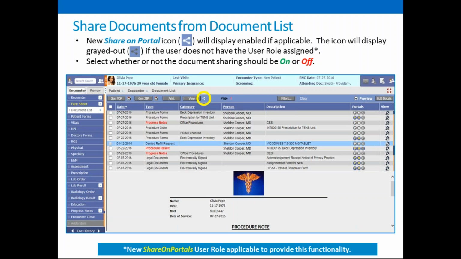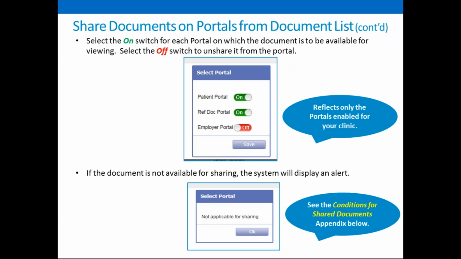If you have the user role, when you click that icon, you will get a pop-up. That pop-up is either going to be like the one you see here on the bottom that says not applicable for sharing, or like the one you see on top where you will have an on-off switch. And the choices here of the 3 portals will be based upon your practice and which portals you're using.